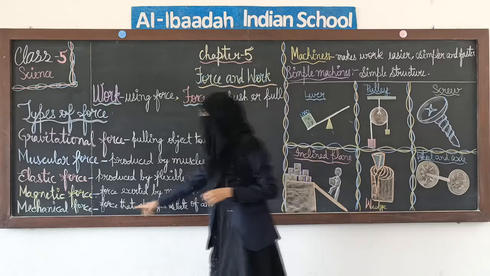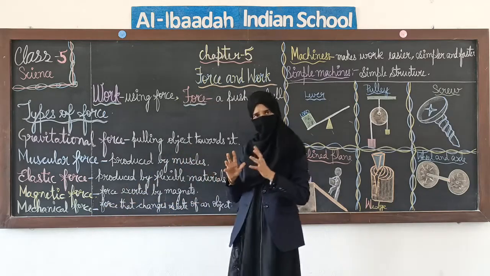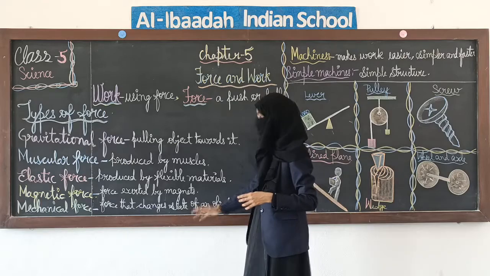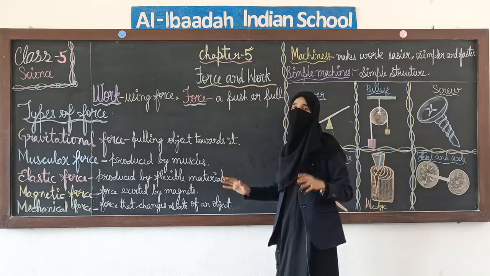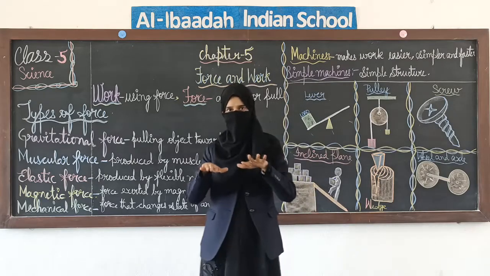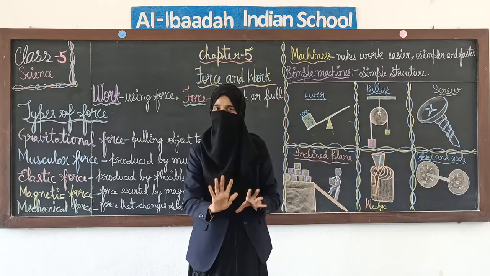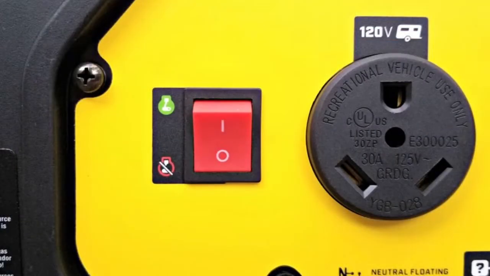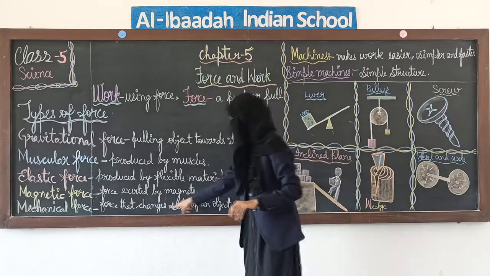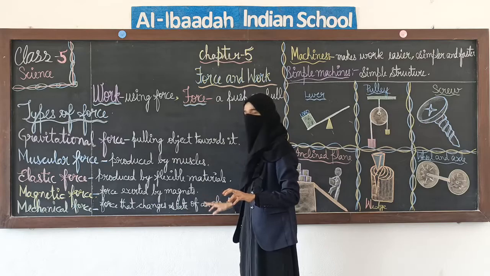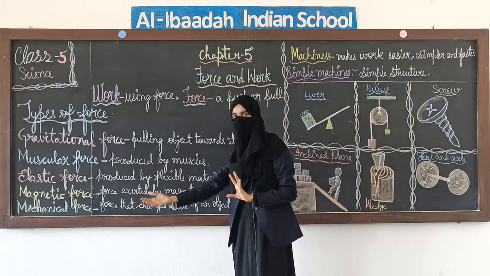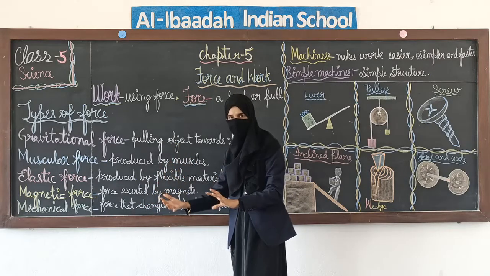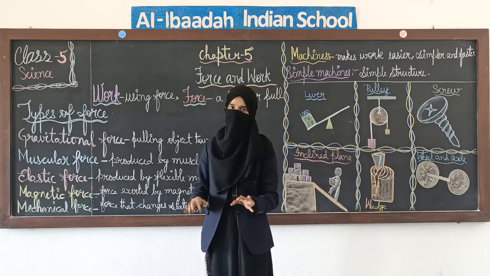And next is mechanical force. Mechanical force is the force that changes the state of an object. Changing the state of an object means that when the object is at rest, we apply force and it starts moving, and if the object is moving, we apply force and it stops. It means changing the state of the object, like in the swing.